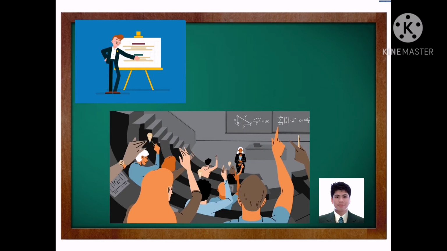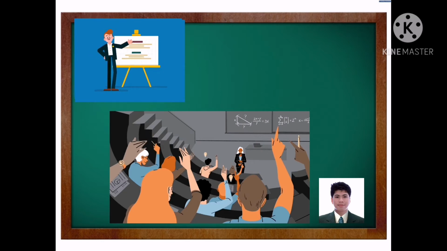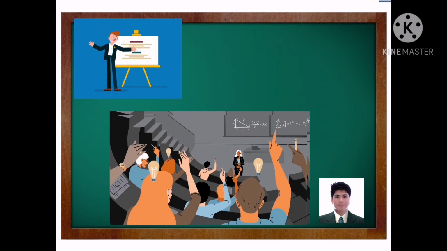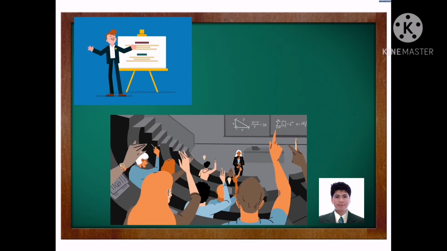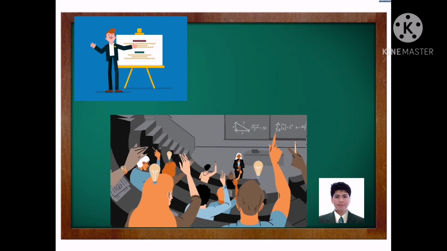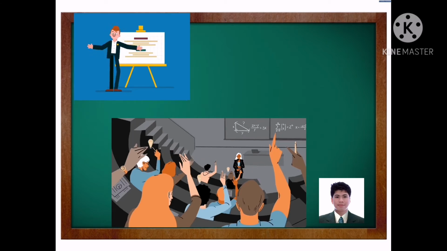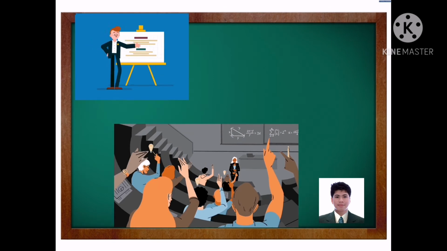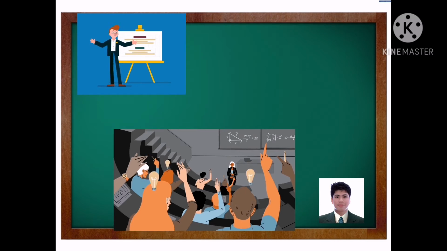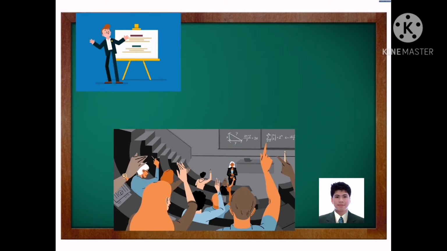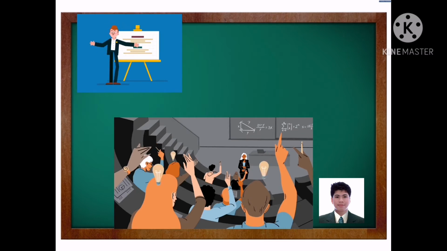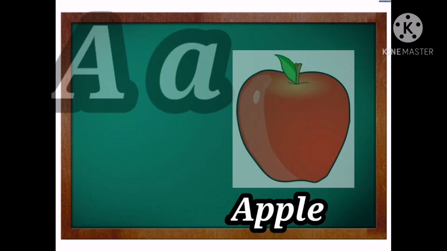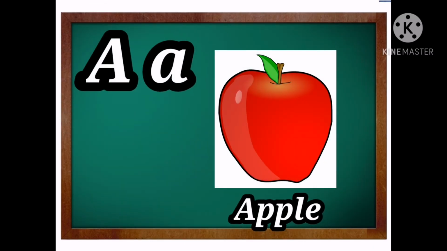Then I will teach you how to pronounce each letter, or how to say it correctly. At the same time, I will show you examples. Learners, as you can see, there are capital letters or uppercase and small letters or lowercase. Please repeat after me, shall we? Let's start with letter A for apple.